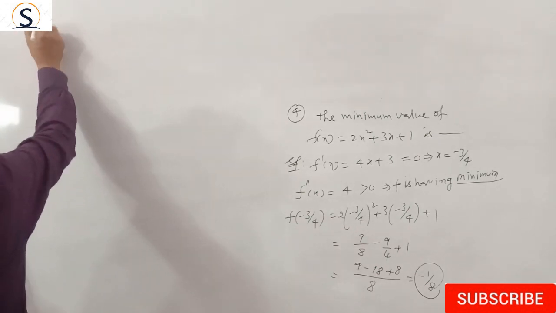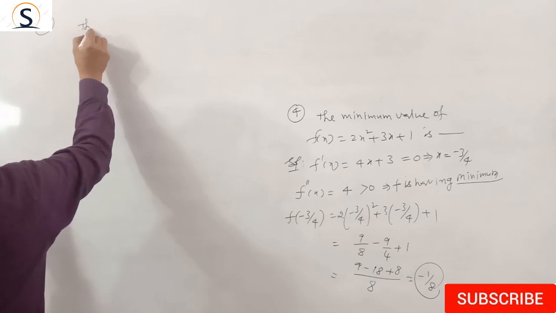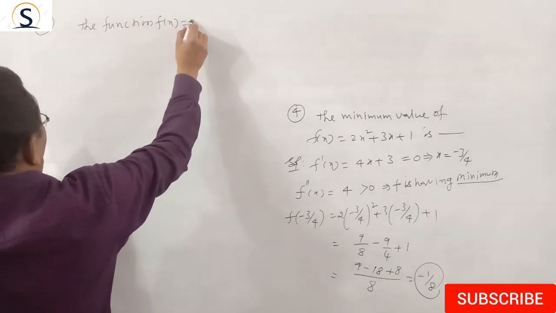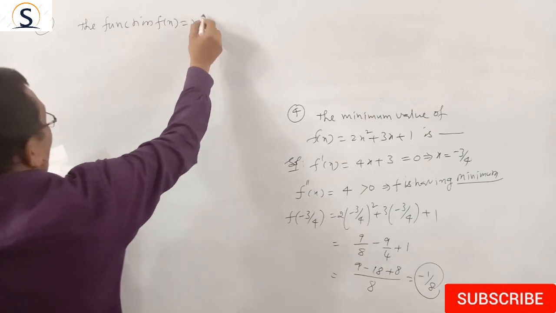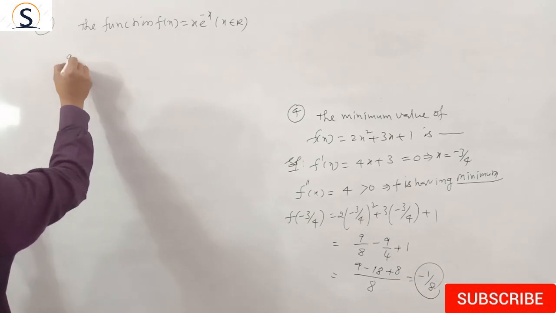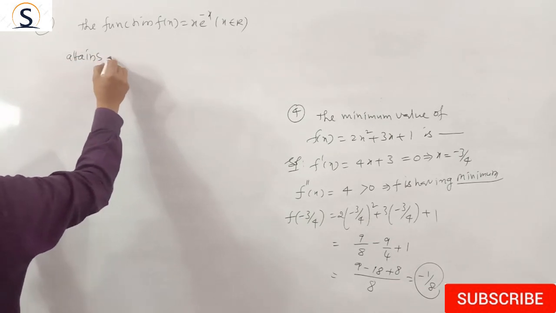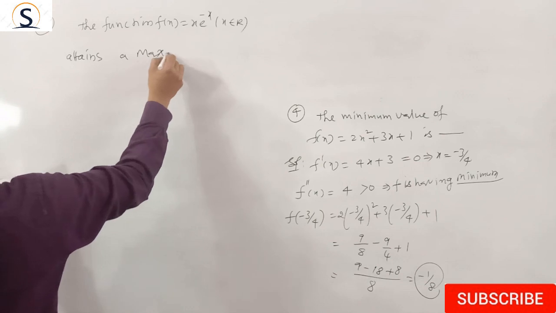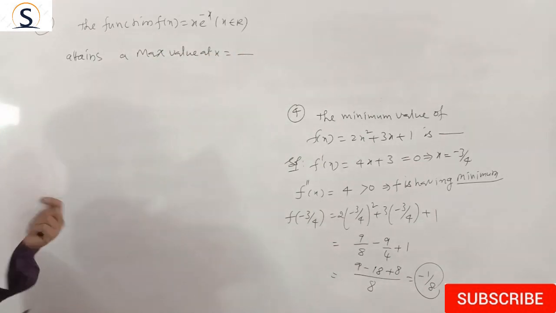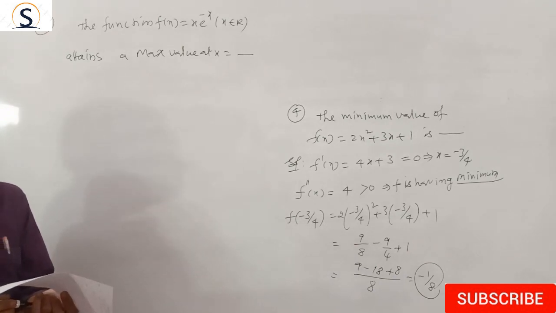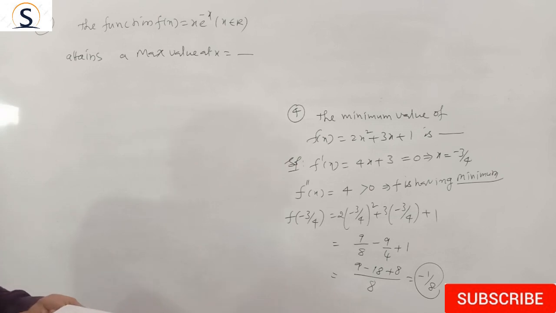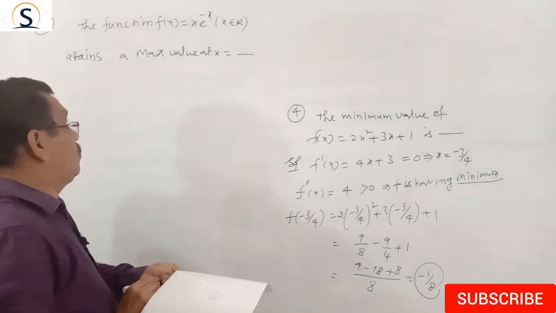Now he is asking in the fifth one, the function f(x) is equal to x into e to the power of minus x, where x belongs to R, attains a maximum value at x is equal to dash. He is not asking the maximum value. He is asking at which point the function is having maximum value. Right?